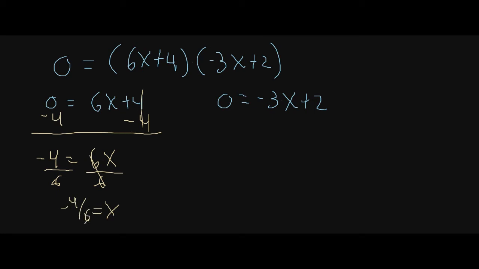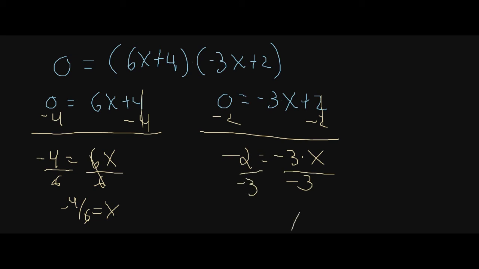All right, let's go ahead and solve this one here. Well, we subtract 2 from both sides. We're going to get negative 2 is equal to negative 3 times x. So we just divide by the negative 3 to get rid of it. And we're going to get x is equal to 2 divided by 3. And these are my two roots.